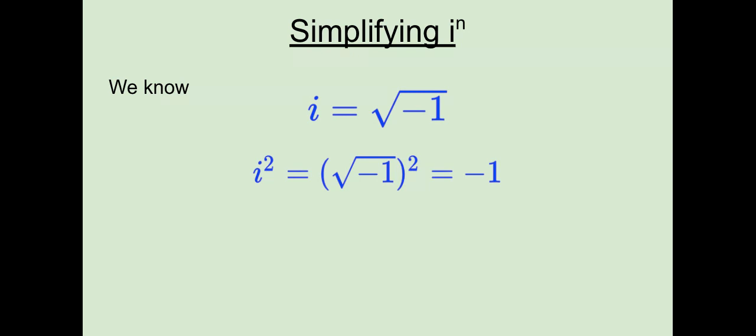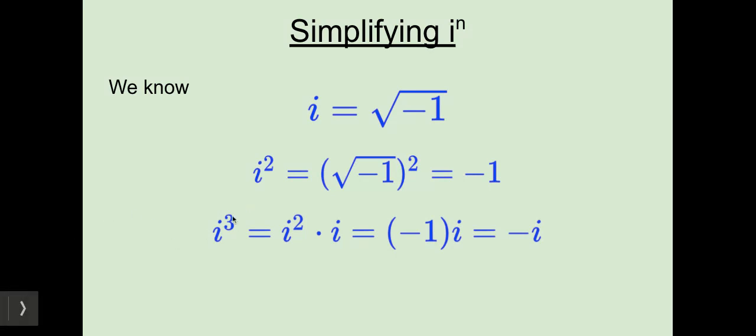Let's multiply it by another i. What's i cubed? So i cubed will simply be an i squared times an i. When you multiply like bases, you add the exponents. And i squared, we learned from above, is -1. So -1 times i is -i. So i cubed just equals -i. All right, so we have i equals the square root of -1, i squared is -1, and i cubed is -i.